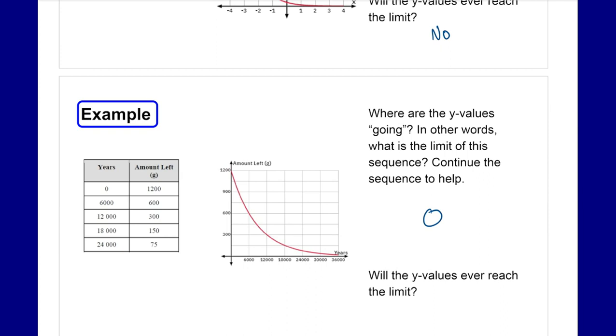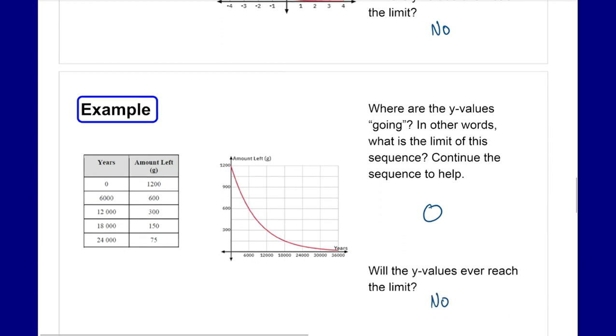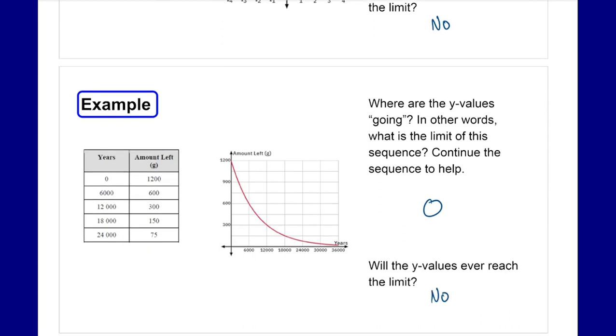Will the y values ever reach the limit? Again, no. The point of the limit is where the values are heading towards, and they're never going to really reach that limit. They're never going to hit it.